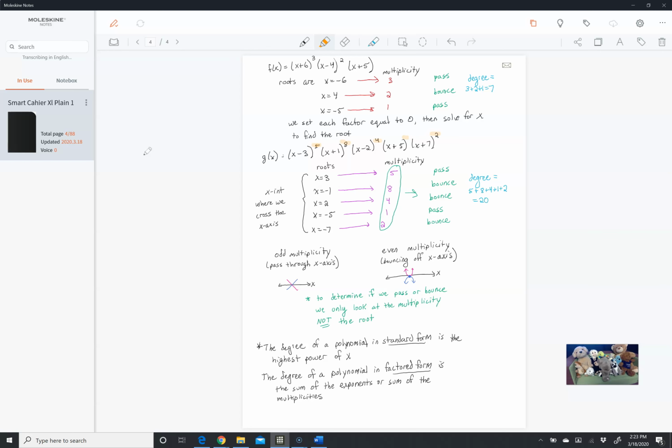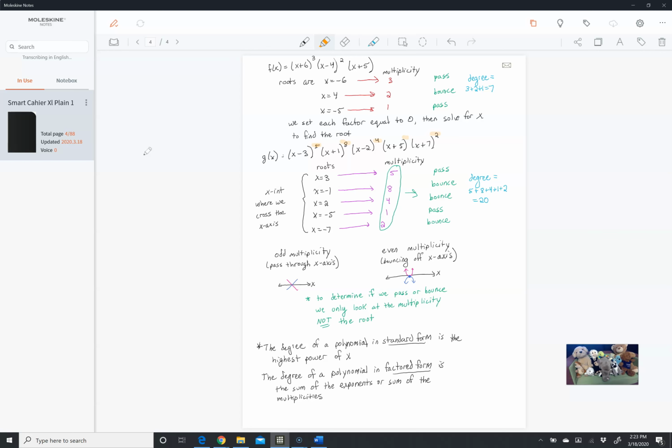Okay, so these have even degrees. So the degree here is 7, not 3. The degree is 7, which means that it has an odd degree. Here the degree is 20, which means that it has an even degree. It just so happens that here the highest exponent is 3 and the degree is 7. So the highest exponent has nothing to do with the degree in this case because they're in factored form.